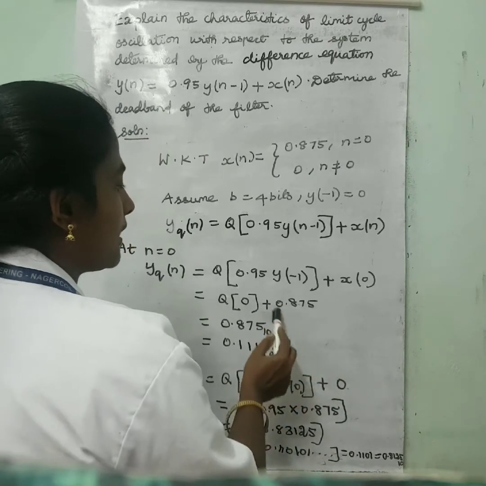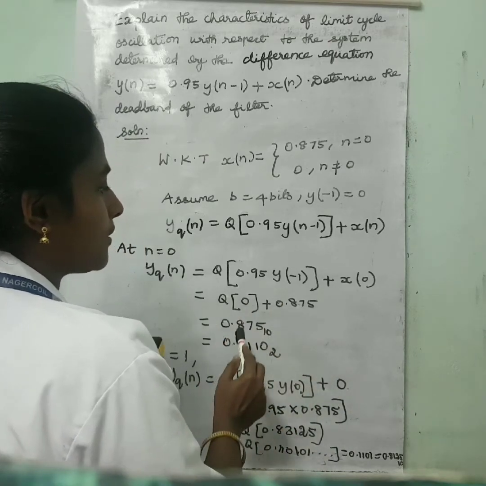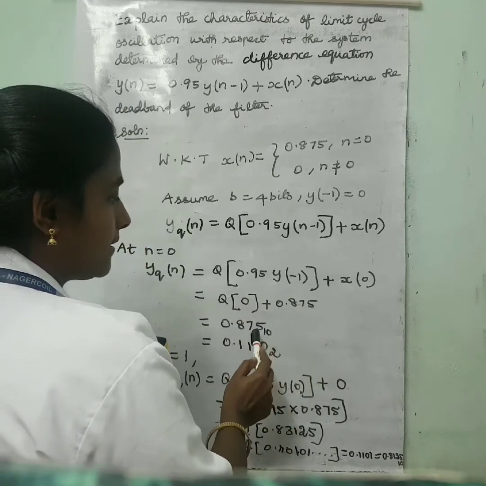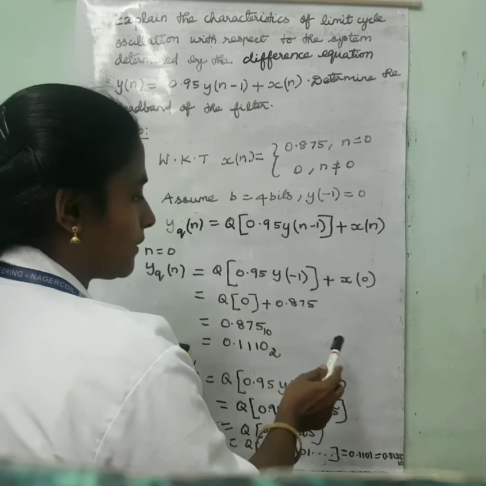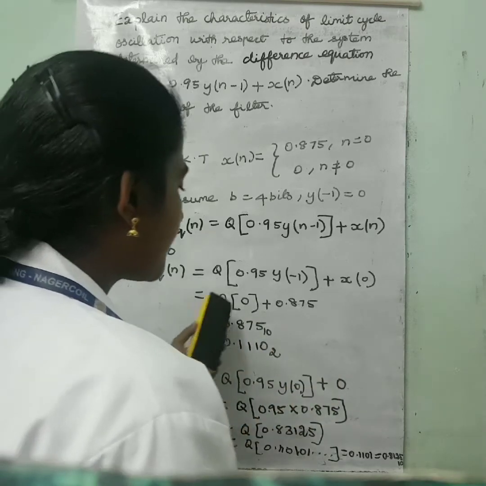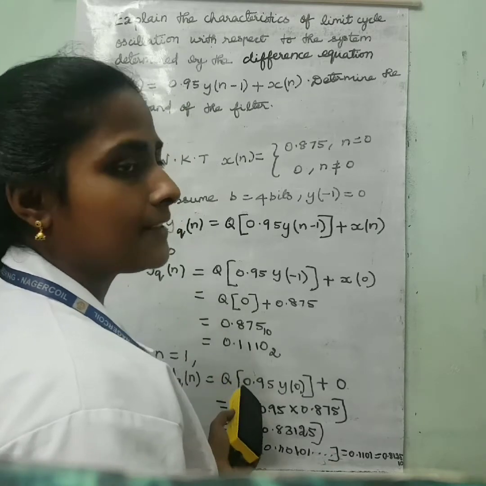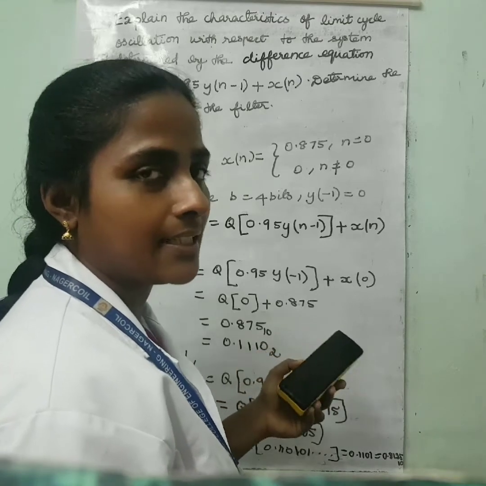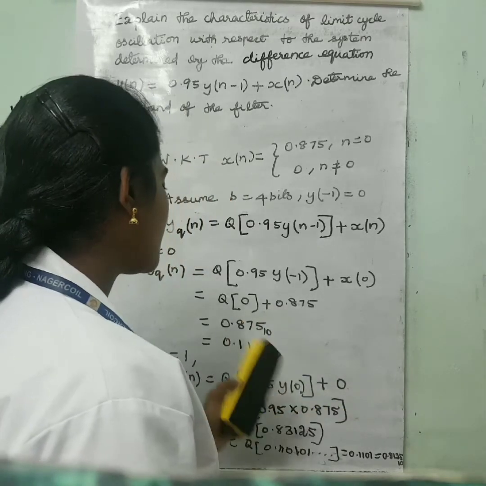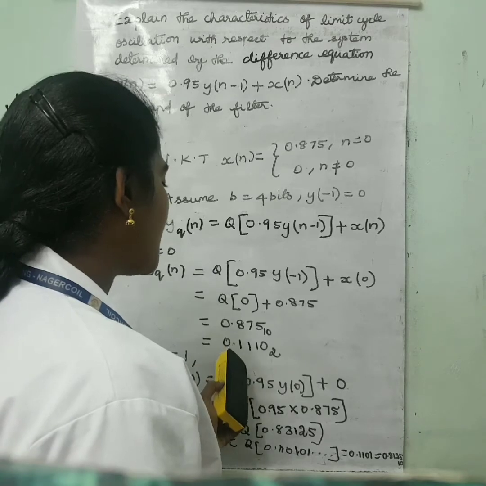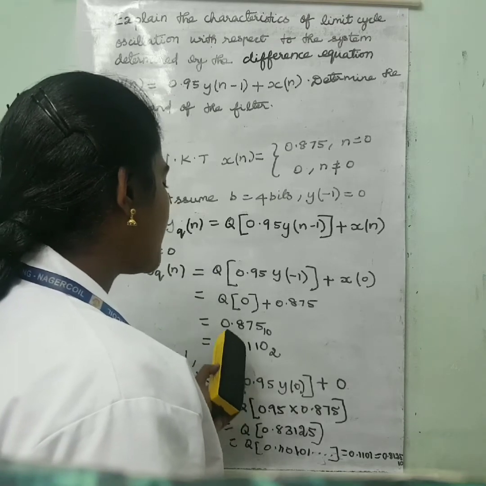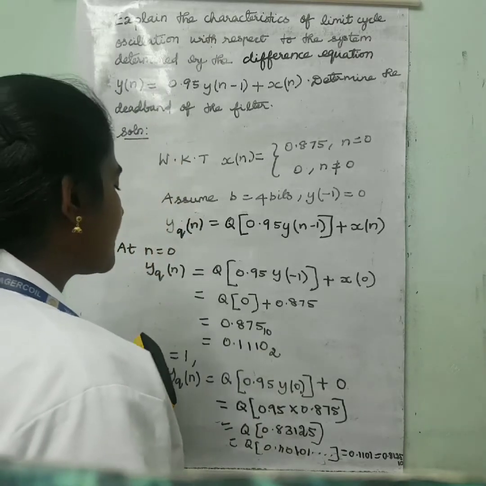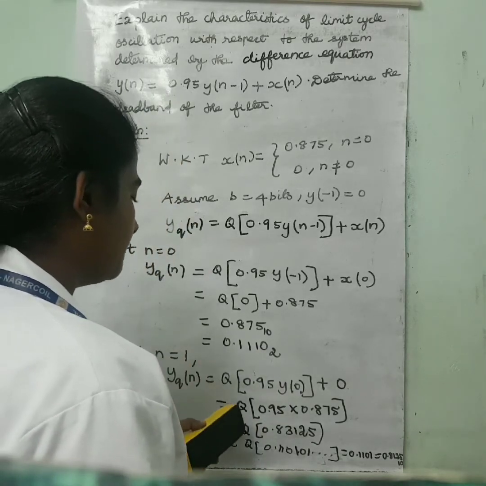Okay. So here q of 0 is 0. So 0 plus 0.875 is 0.875. Then convert this into the binary value. We have already seen how to convert the decimal number to binary. So convert this into the binary value, you will get 0.110. Okay.